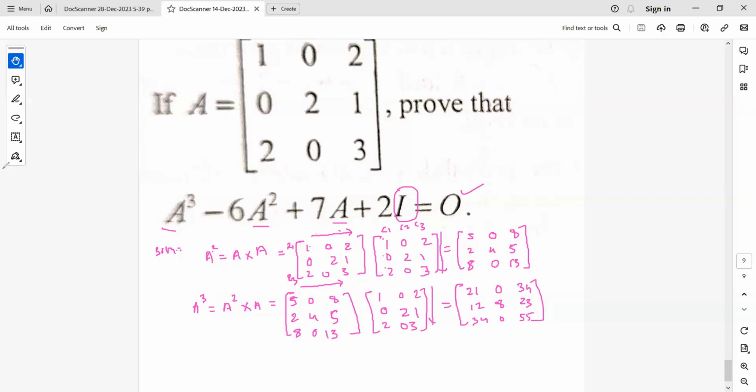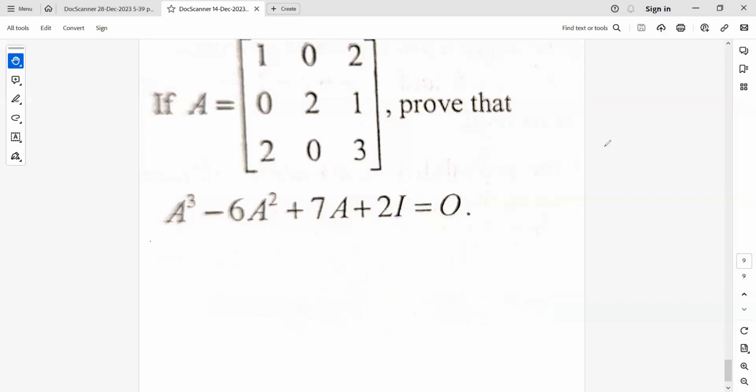So see, next step, just take a screenshot of this. Those who are copying down, later you can copy it. So next, what we need to do is substitute these terms in the equation.